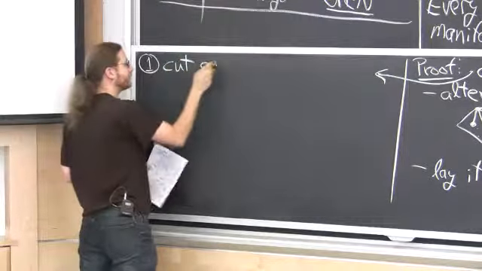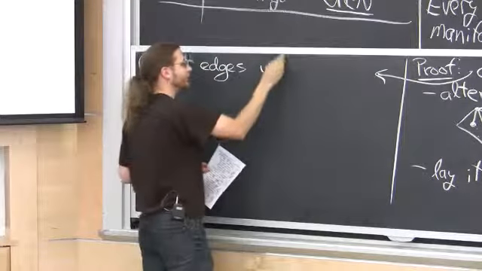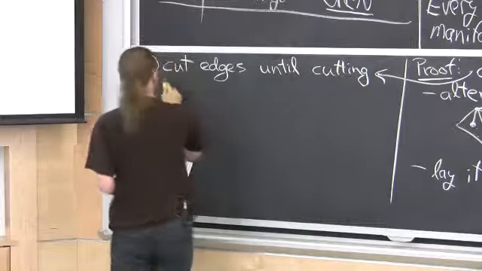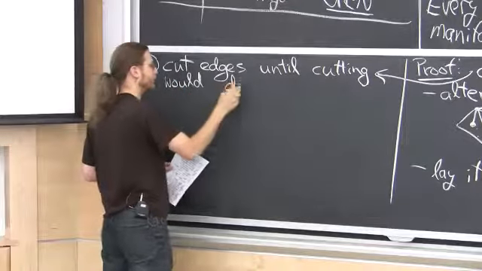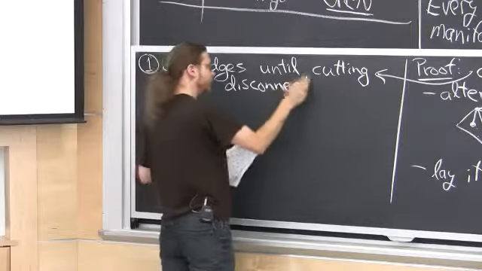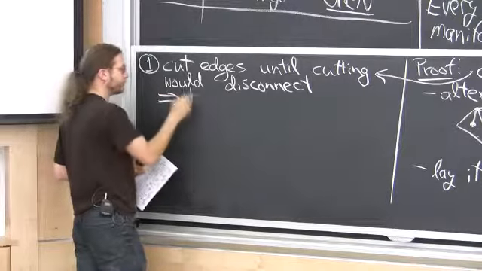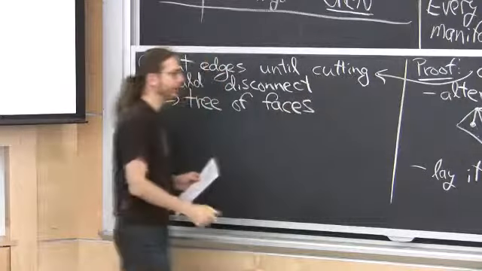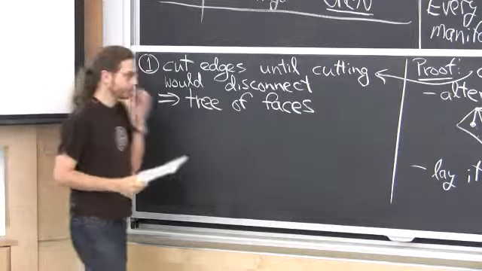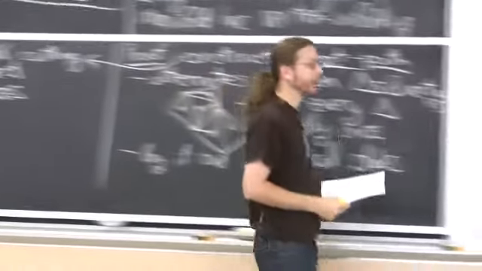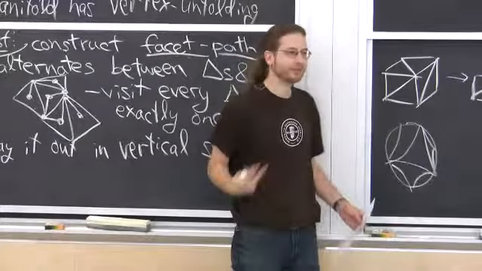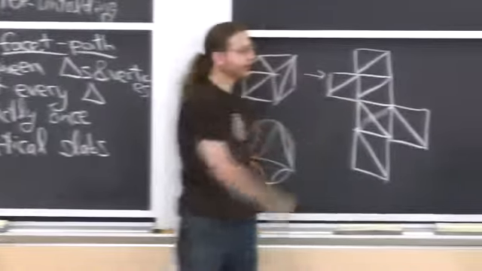So, cut edges until you can't anymore. So until cutting would disconnect. This means what you're left with will be a tree of faces. There'll be no cycles, because if there was a cycle, you could cut one of the edges and it wouldn't fall apart. So obviously there's a tree here. Now trees have leaves. That's our favorite lemma lately. They have at least 2 leaves. In the case of a triangulated polygon, we usually call them ears.